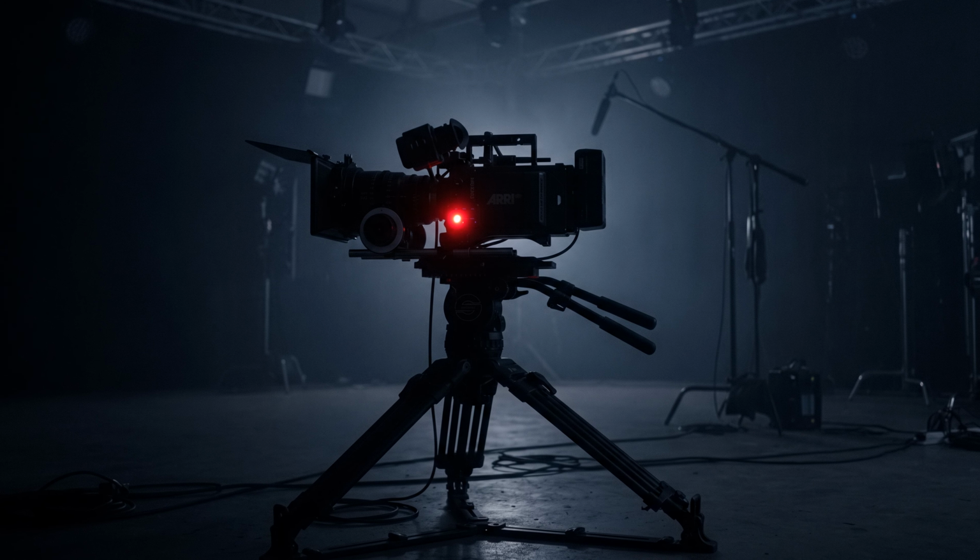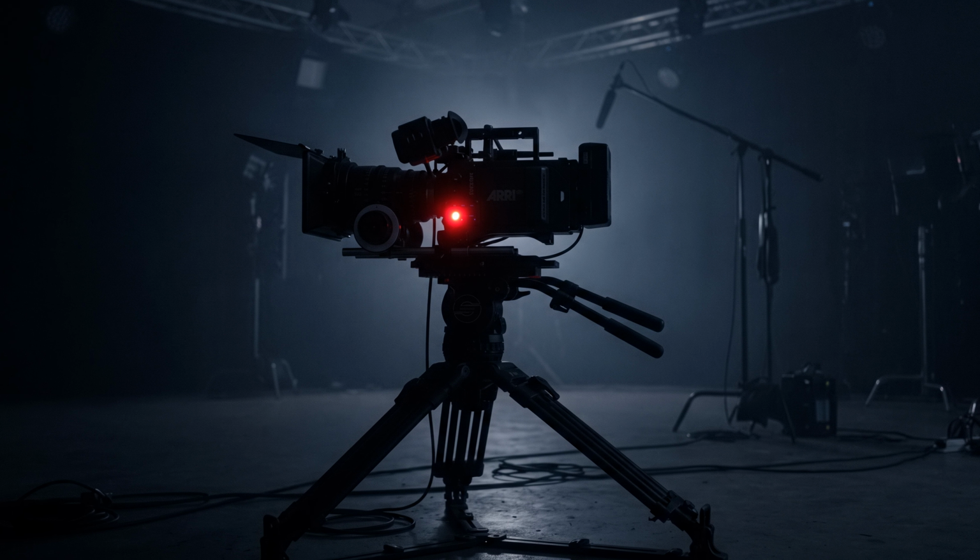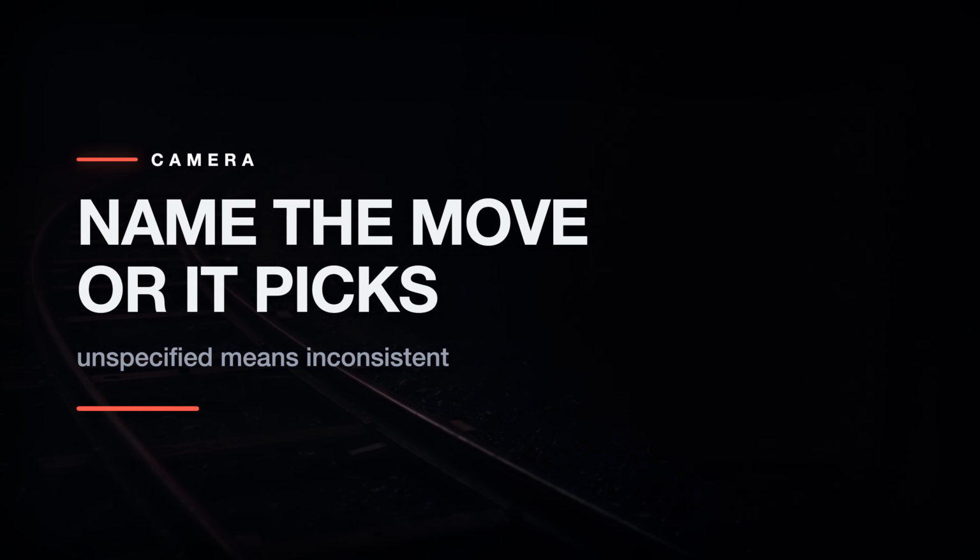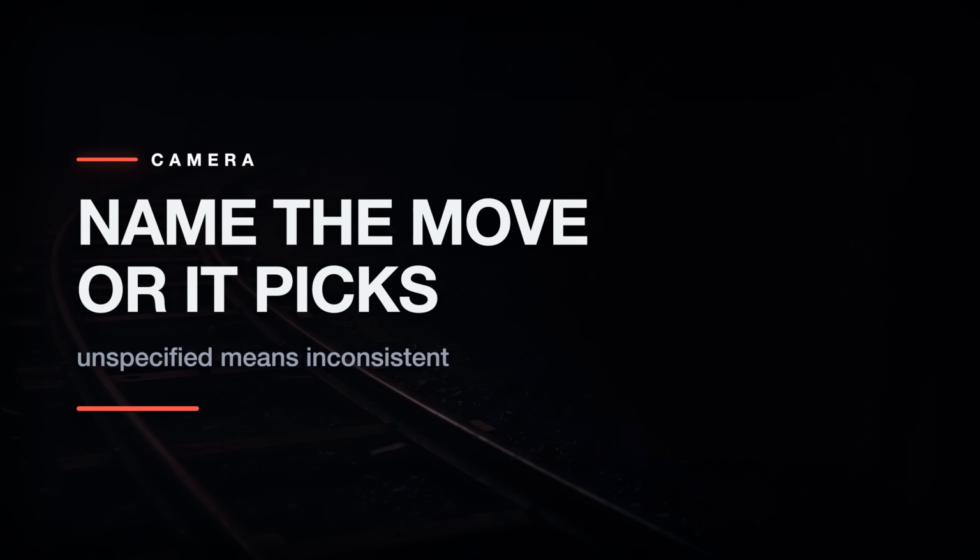Camera is the cheapest control in the whole list, and most people give it away for free. If you do not name a camera move, the model picks one, and it picks inconsistently. Naming any specific move buys you more control than almost anything else you can type. But do not stack incompatible ones in the same beat. Locked off, rapid orbit, and handheld shake together is a contradiction, and you get the average of a contradiction.